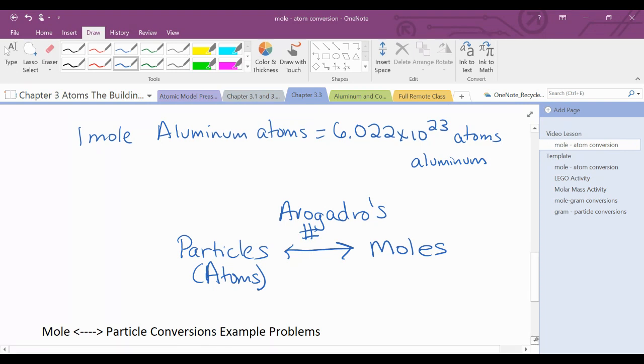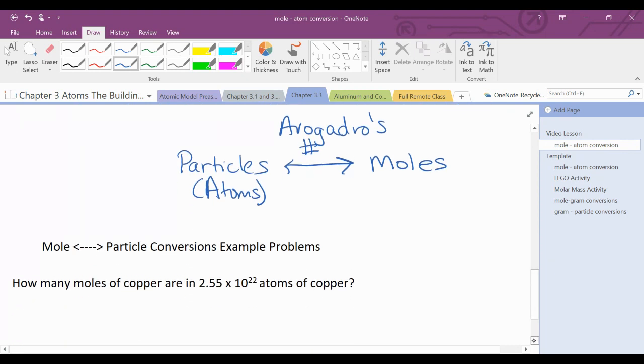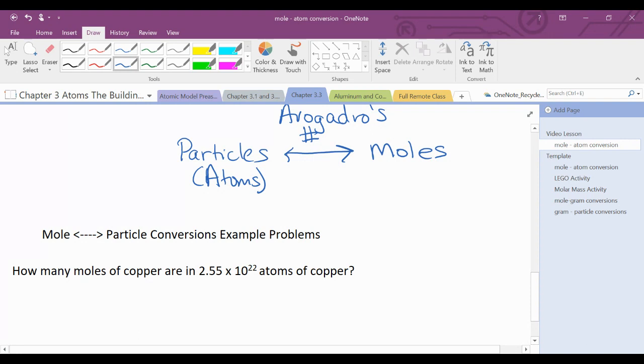So if you did not understand dimensional analysis in Chapter 2, you need to come in and see your teacher. You cannot just move the decimal point. You have to be able to set up your problems using your units. You also need to know sig figs because every problem has to be solved with correct sig figs, and you have to include units. So our first example, how many moles of copper are in 2.55 times 10 to the 22nd atoms of copper?